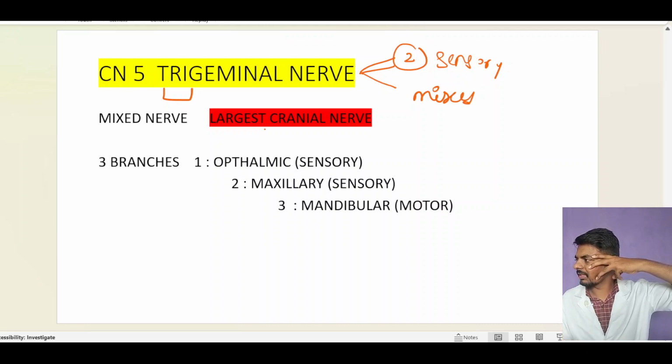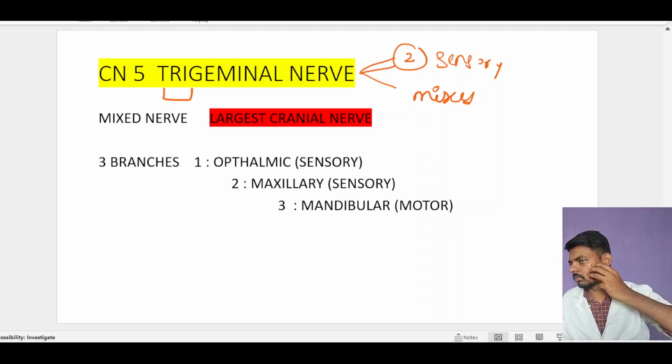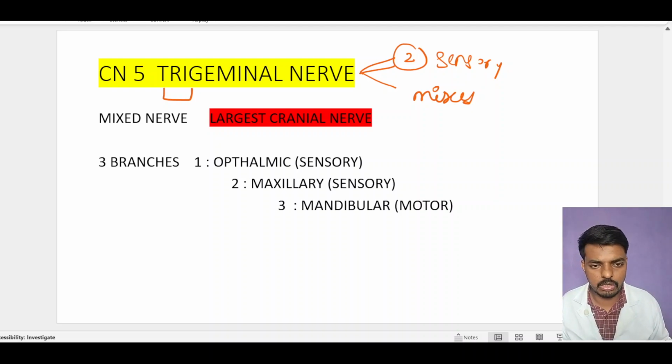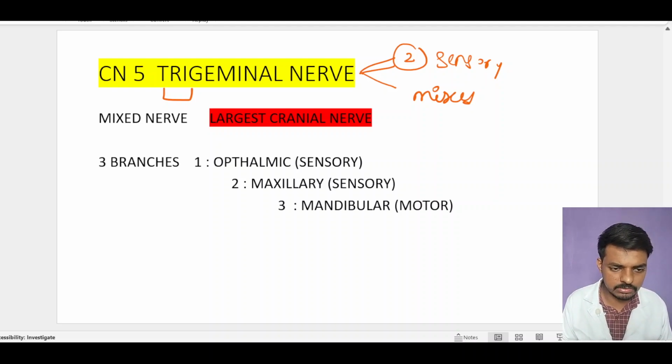Okay, you are chewing the food. That means your trigeminal nerve, that is the third branch, the motor branch, the mandibular branch, is very much normal. So it is supplying your muscles of mastication, and you are chewing normally. So we have three branches in the trigeminal nerve. Tri means three branches here. Among them two are sensory. You can remember O maxi.